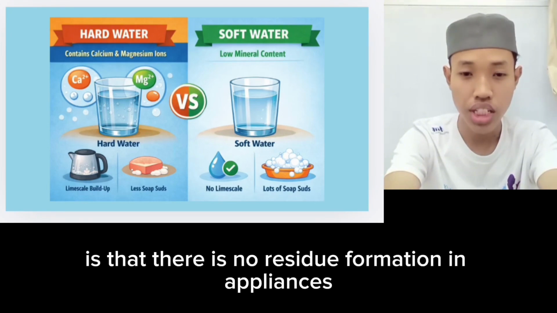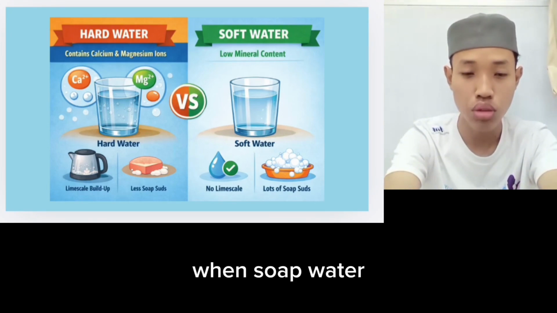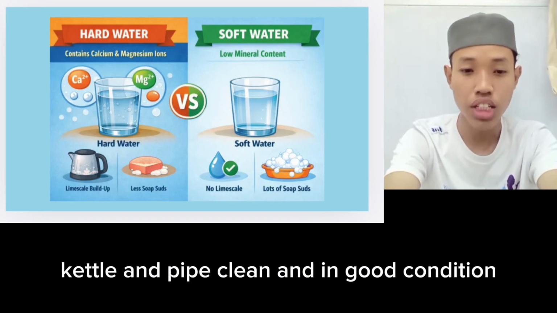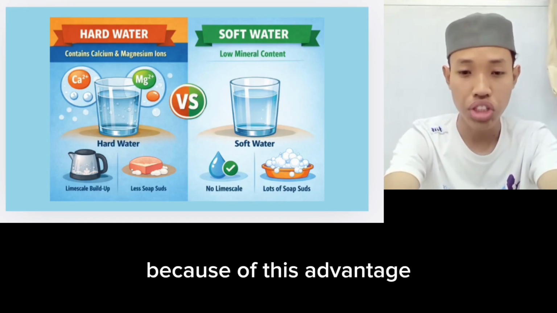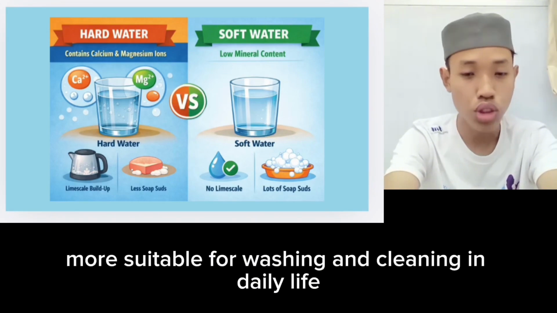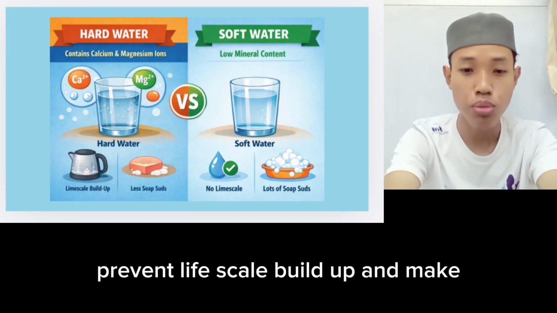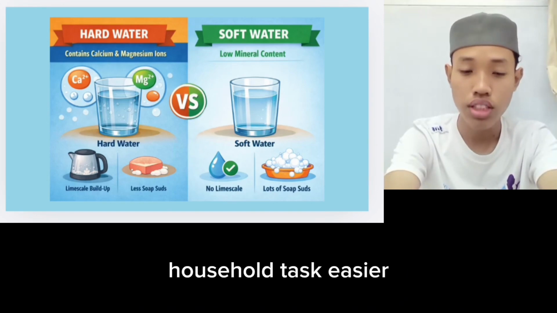Another important point is that there is no scale formation in appliances when soft water is used. This helps to keep kettles and pipes clean and in good condition. Because of this advantage, soft water is more suitable for washing and cleaning in daily life. It saves soap, prevents limescale build-up, and makes household tasks easier.